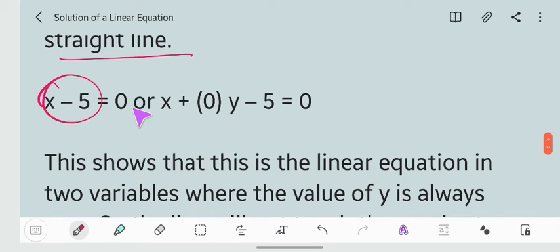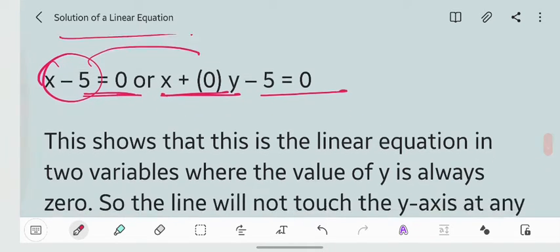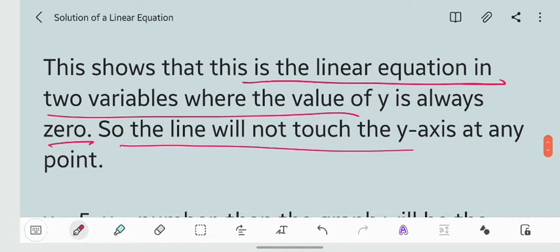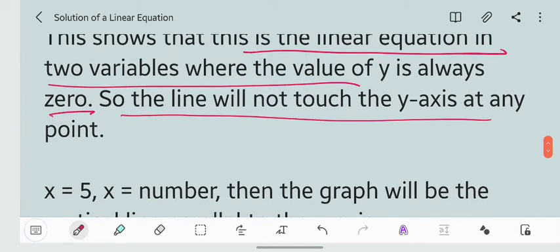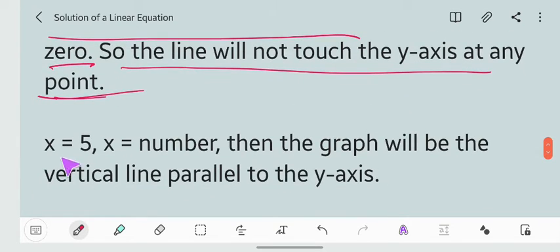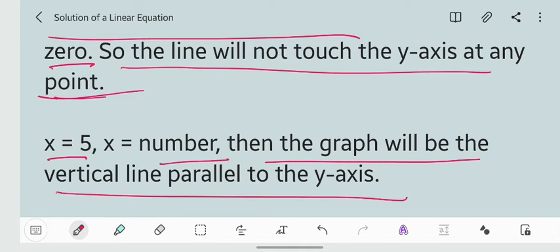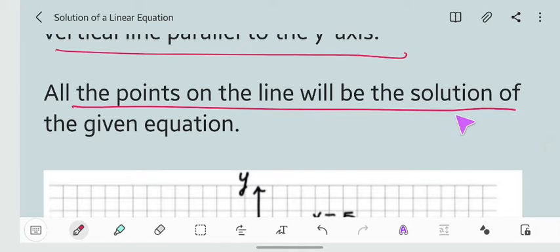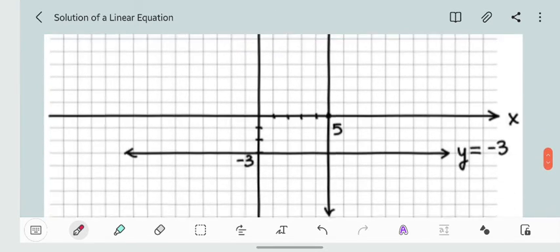So x minus 5 equals 0. This can be written in terms of two variables as x plus 0 into y minus 5 equals 0. So this shows that this is a linear equation in two variables where the coefficient of y is always 0. So the line will not touch the y-axis at any point. Remember, the line will not touch the y-axis at any point. If x equals a number, then the graph will be a vertical line parallel to the y-axis. Every point on the line will be a solution of the given equation. So it looks like this.